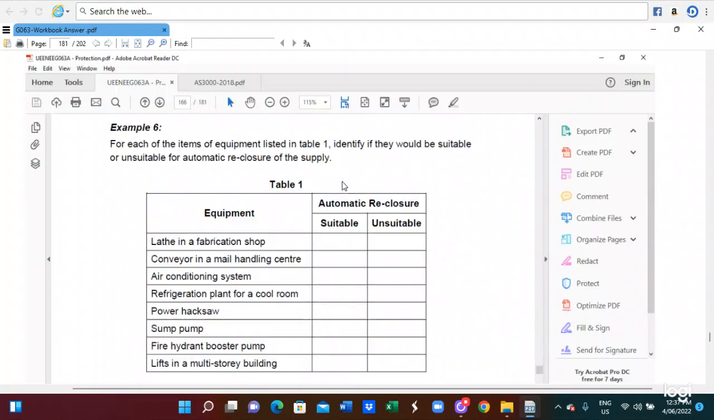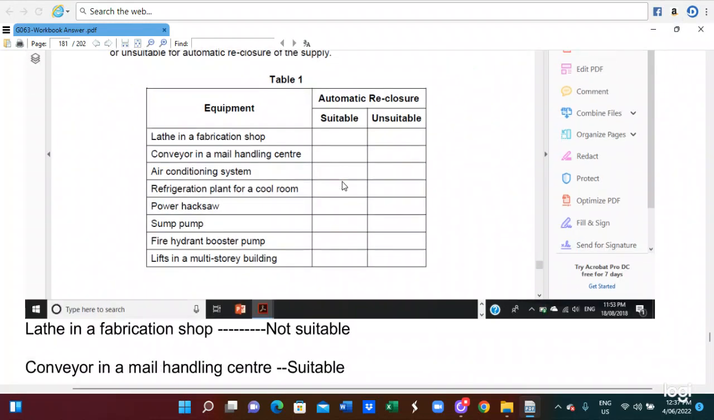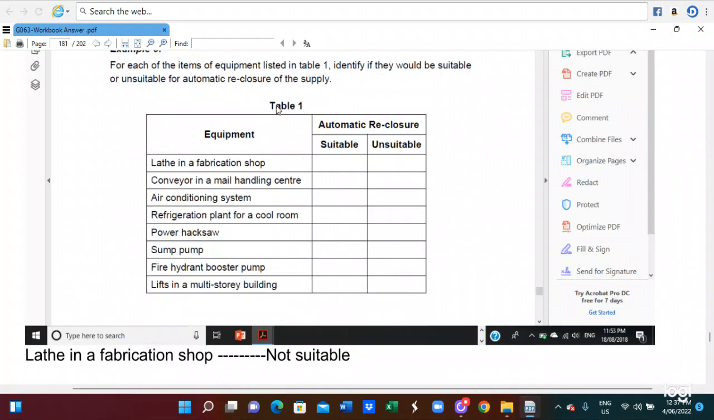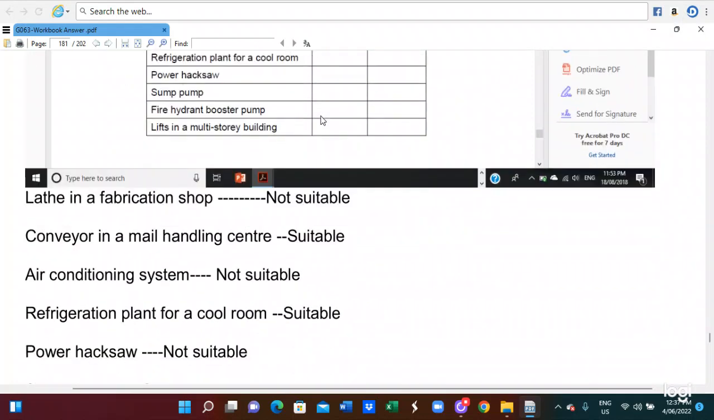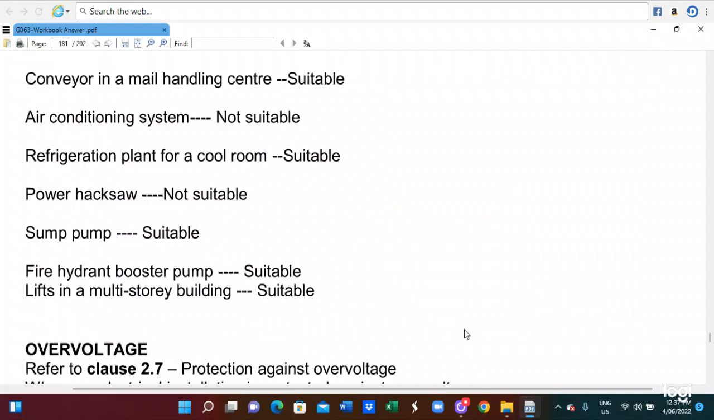So this is an automatic closer. Is the closing system suitable or not suitable? So this is page 181, table 1. Those are the answers, here.